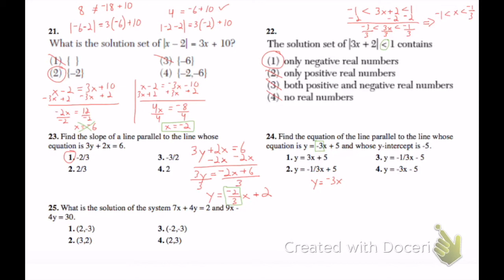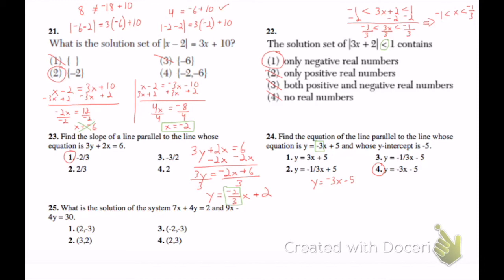However, in the question it says whose y-intercept is -5. So this second line doesn't have a y-intercept of +5 because then they would be the same line. To be a different line, they must have a different y-intercept. So their y-intercept is -5. So here's the equation of a line that is parallel to the original line of y equals -3x plus 5. When we look at our choices, we see that choice number 4 is our answer.